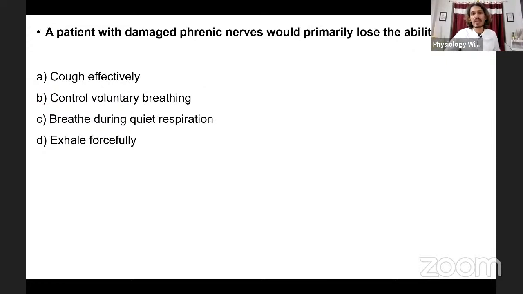Now, a patient with damaged phrenic nerve would primarily lose the ability to. So for them, what is the problem? Exhaling forcefully is abdominal muscles. Control voluntary breathing, you can still control with other muscles. But the quiet respiration, which is only dependent on diaphragm, that will be affected. Forceful also, diaphragm is involved, but you can still use other muscles. But for normal quiet breathing, you don't generally use them. So instead now you have to use all the other muscles to breathe.